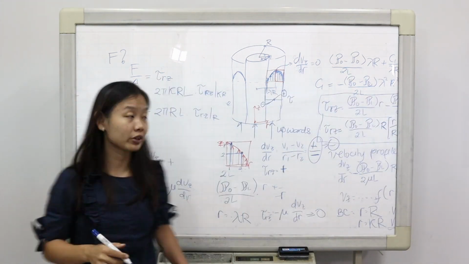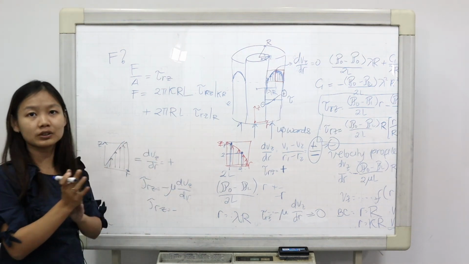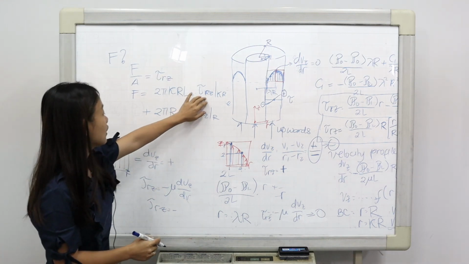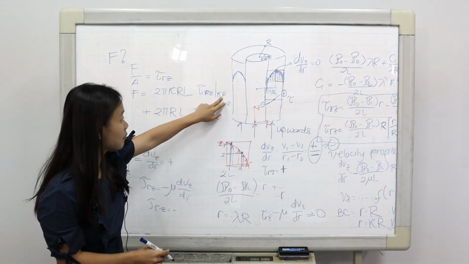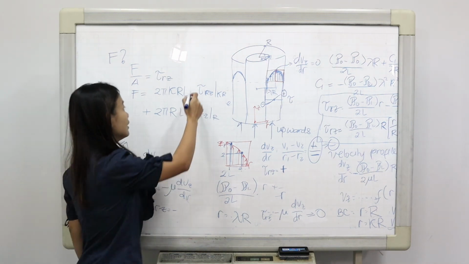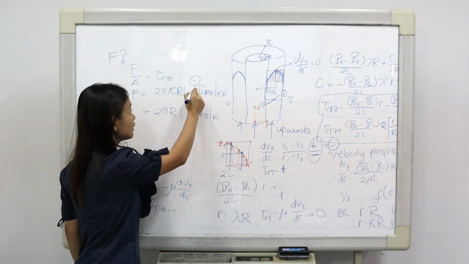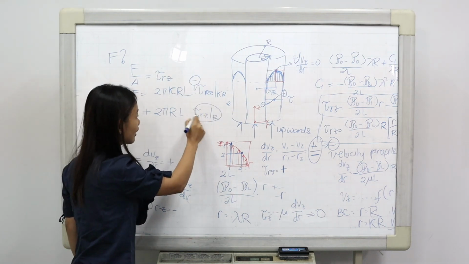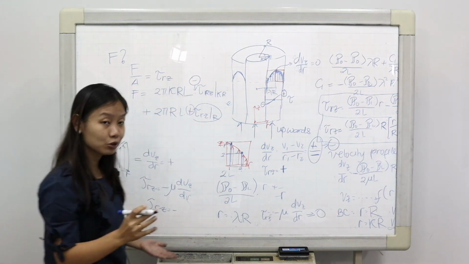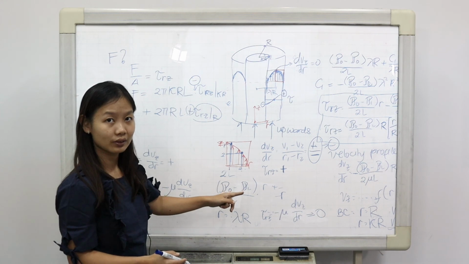That's why when you calculate the force acting on the surface of the annulus, you have to remember that the one at kappa r will have a negative sign. Put negative here, and the one at r is positive, just like usual. But the one here you need to put negative.